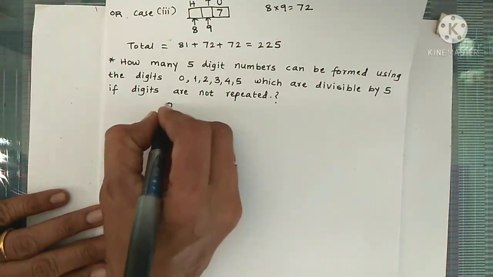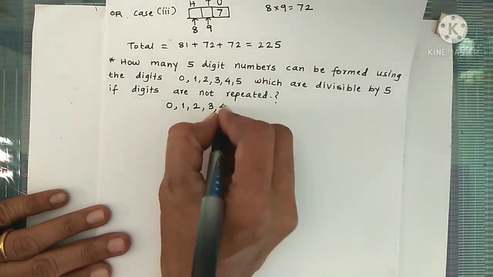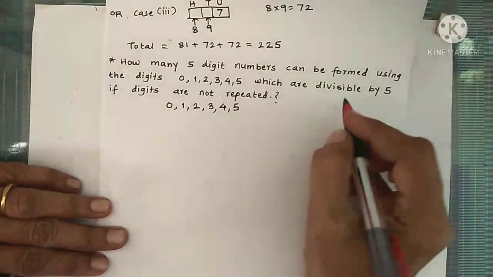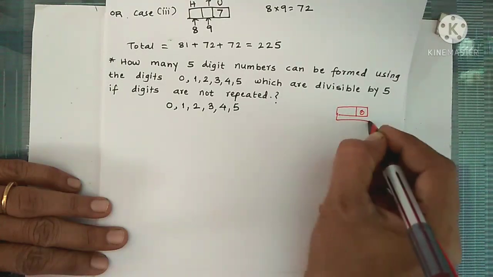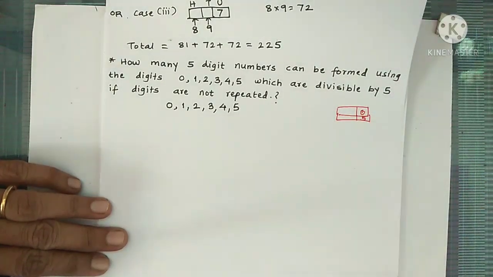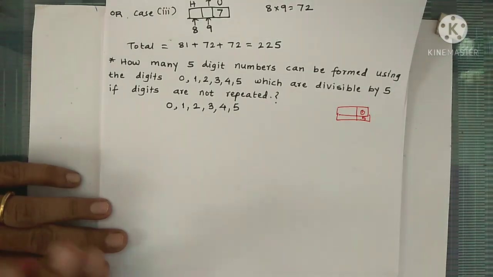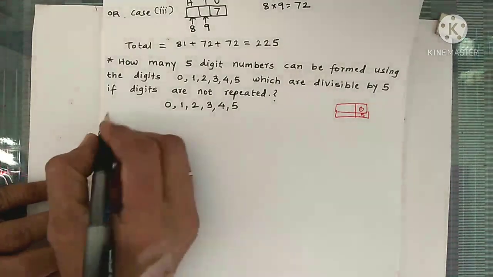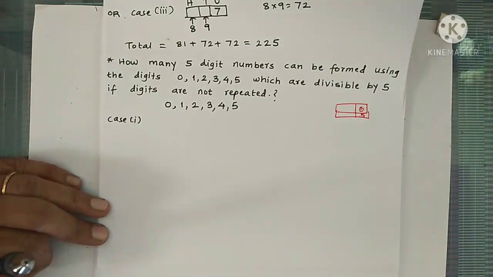So the given digits are 0, 1, 2, 3, 4, 5. The number is divisible by 5 only when the last digit is either 0 or 5. So if in the units place we have 0 or 5, see the table of 5: 5, 10, 15, and so on. So the last digit should be 0 or 5, then the number is divisible by 5. So let's take the first case. Case 1, in the units place we have 0.